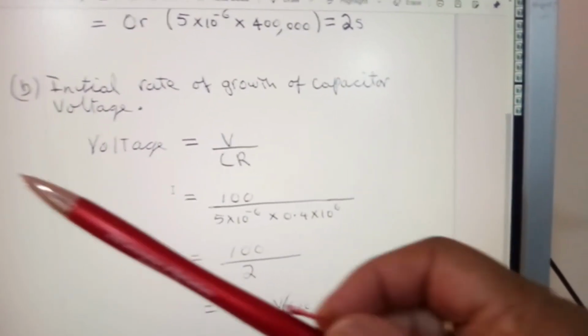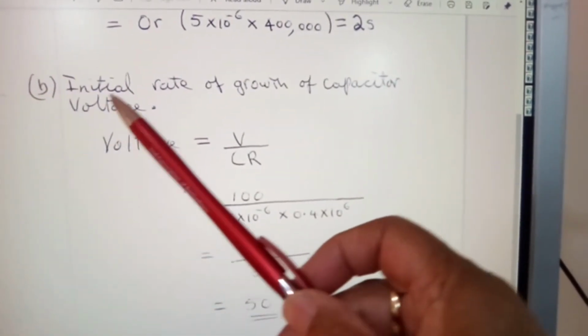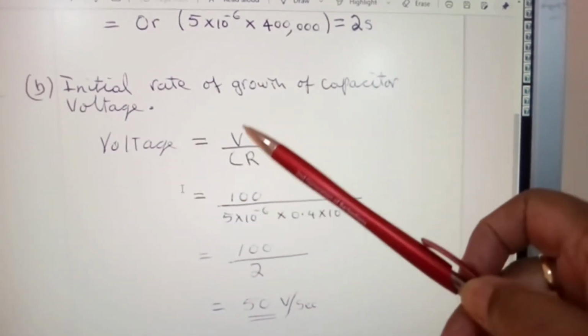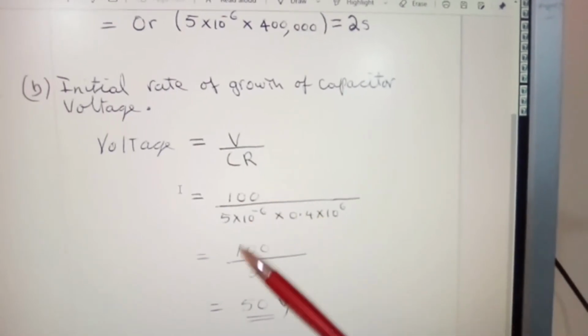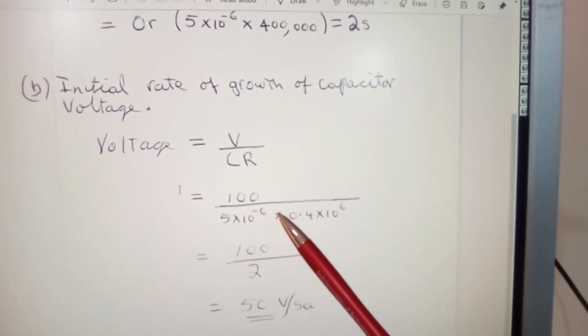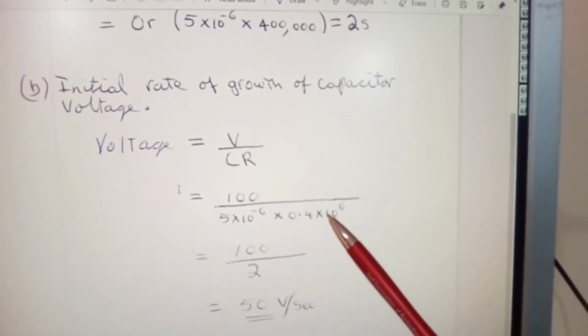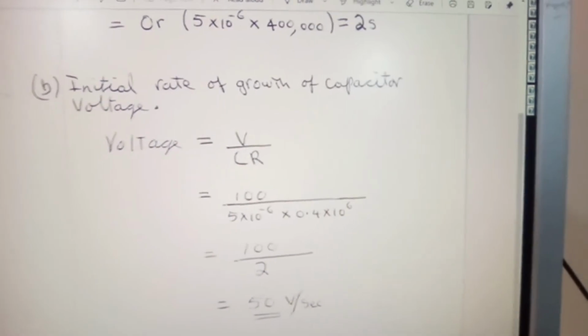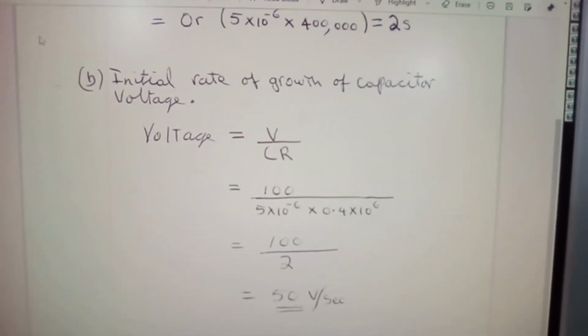B, the initial rate of growth of capacitor voltage. Voltage equals V over C times R equals 100 over 5 times 10 to the minus 6 times 0.4 times 10 to the 6 equals 100 over 2 equals 50 volts per second. Now bear that in mind, it's volts per second, okay?